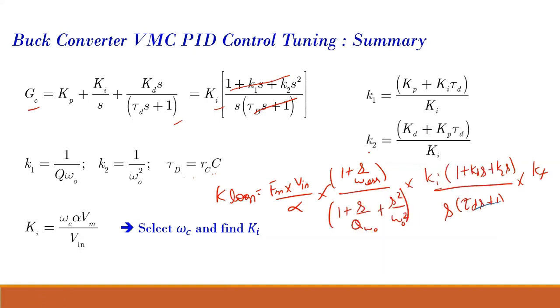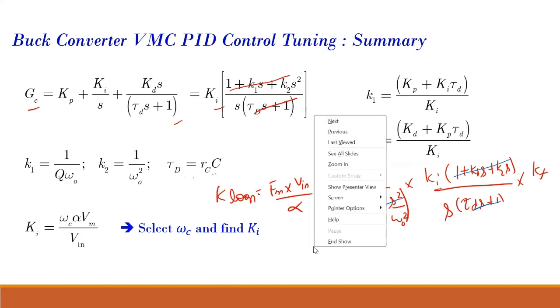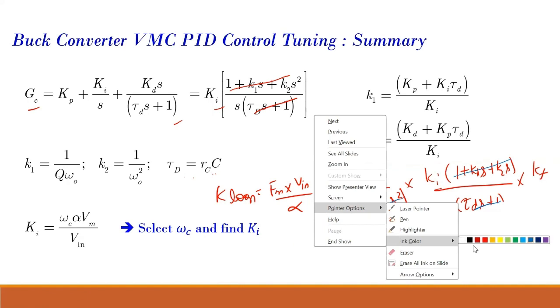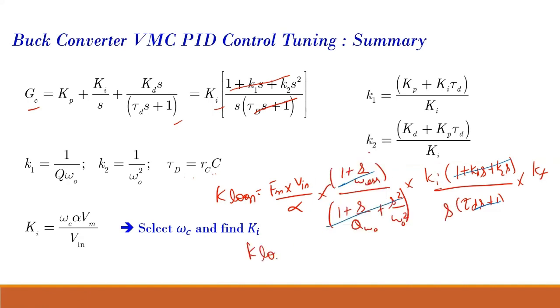So we cancel out this and this. When you do that, you will find the effective K loop of s is Fm into Vn upon alpha into Ki upon s into Kf. So this is your loop gain, the K loop of s. Based on this, you will have to set your crossover frequency.